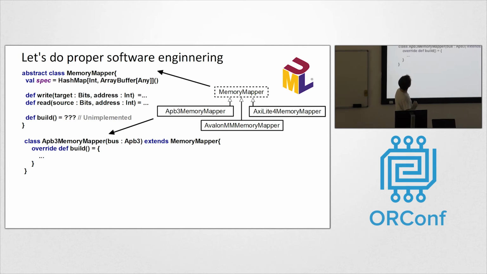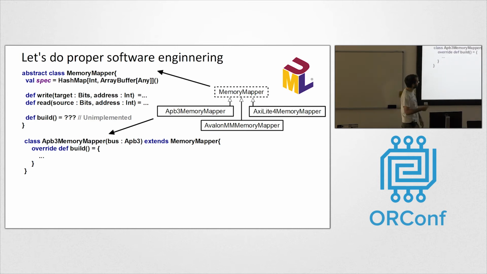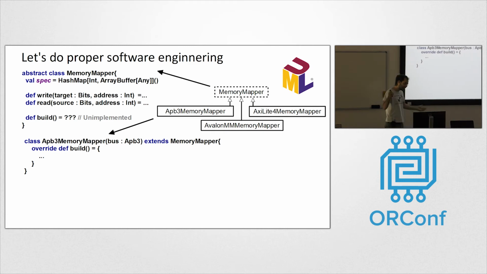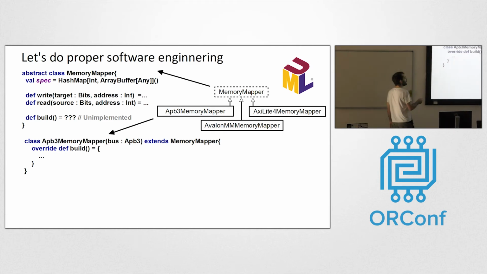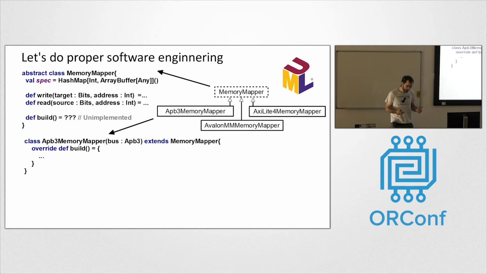You can define the concept of what a memory mapper is. It's exactly as before, with read-write functions and a specification stored in it. Then you keep the build function not implemented there. You implement it in the child classes. You can have one child class implement the APB3 version of the memory mapper, one for AXI-Lite, one for Wishbone, and there you implement the real build function. This really mixes software engineering and hardware engineering.